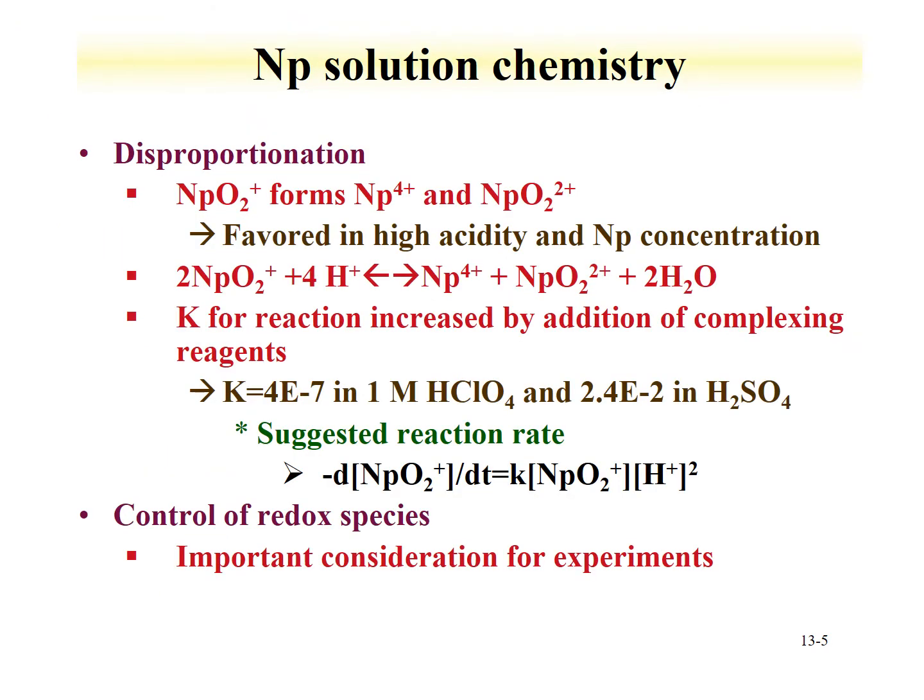In solution, neptunium can undergo disproportionation. For example, neptunium-5 can form neptunium-4 and neptunium-6 in solution. The equation here shows the reaction that occurs where neptunium-5 with acid can go to neptunium-4 and neptunium-6. So this disproportionation is favored in high acidity and high neptunium concentrations. So if you wanted to limit disproportionation in a solution, you would limit both the neptunium concentration of the pentavalent oxidation state and the acidity.